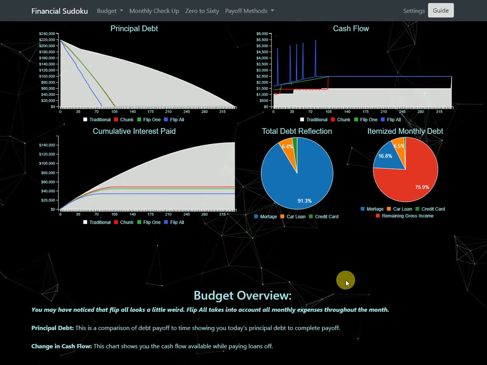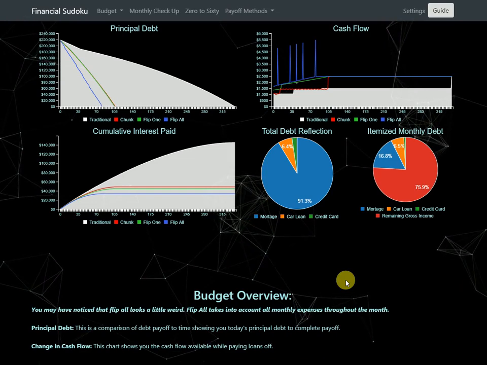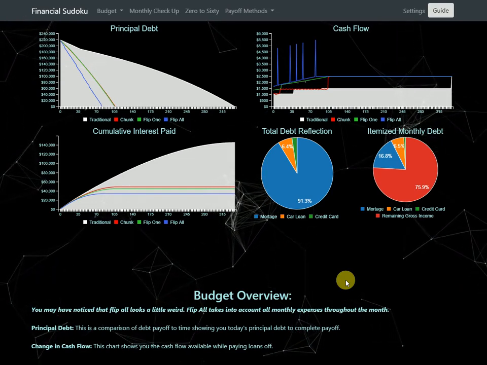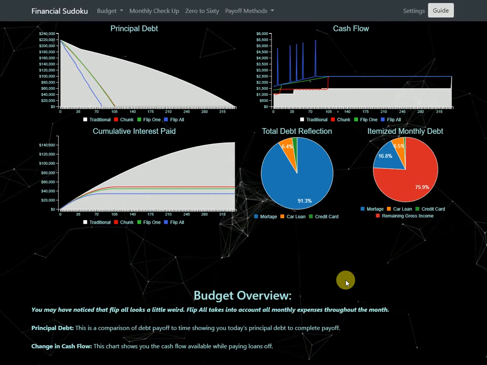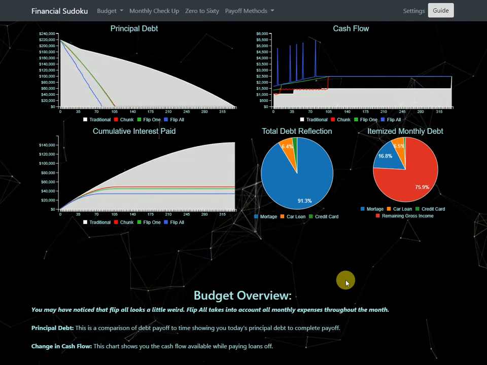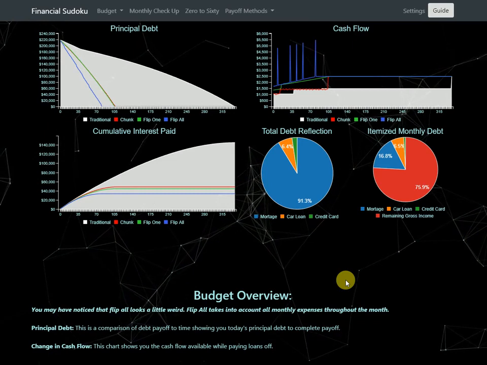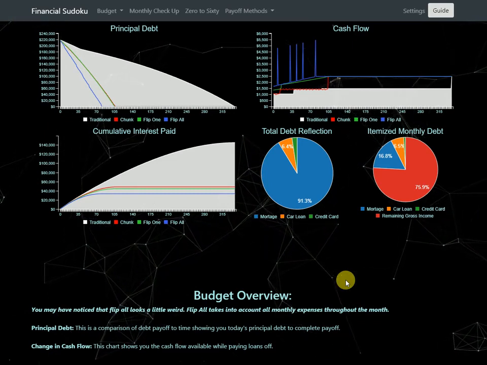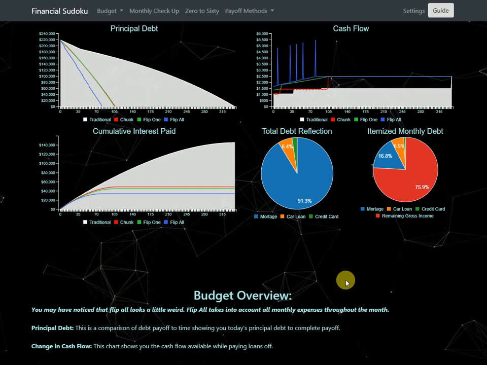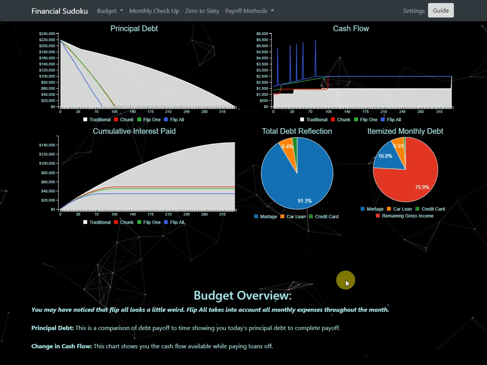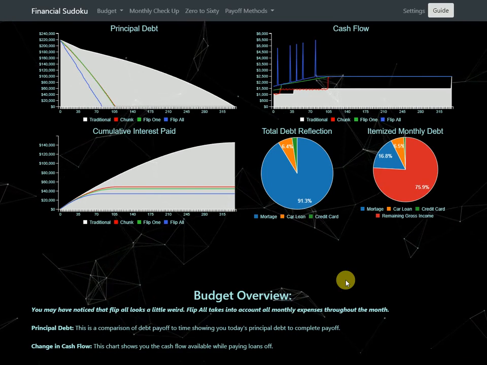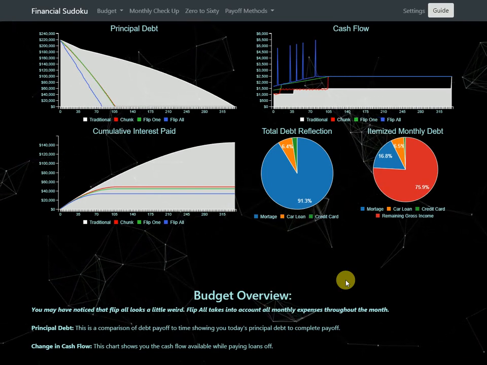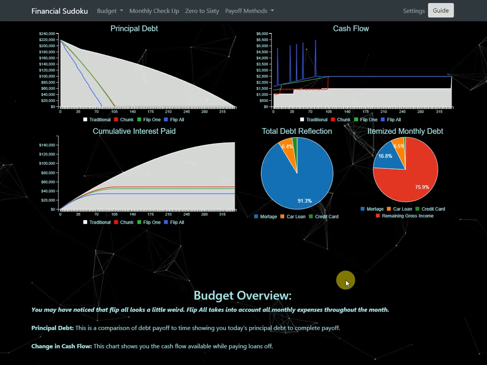Additionally, we want to look at the total debt reflection and itemized monthly debt. What this is showing us is the payment in relation to how much debt we actually have. So our mortgage here is taking up 91% of our debt, but it's only 16% of our gross income. Whereas our car loan is 6.4% of our total debt and 6.5% of our total gross income. So it's a much larger chunk of our cash flow for a much smaller loan. It's better to pay that one off quickly.